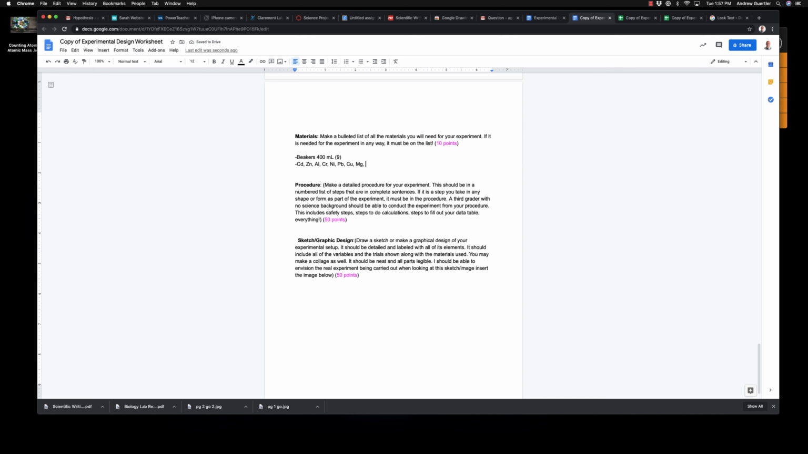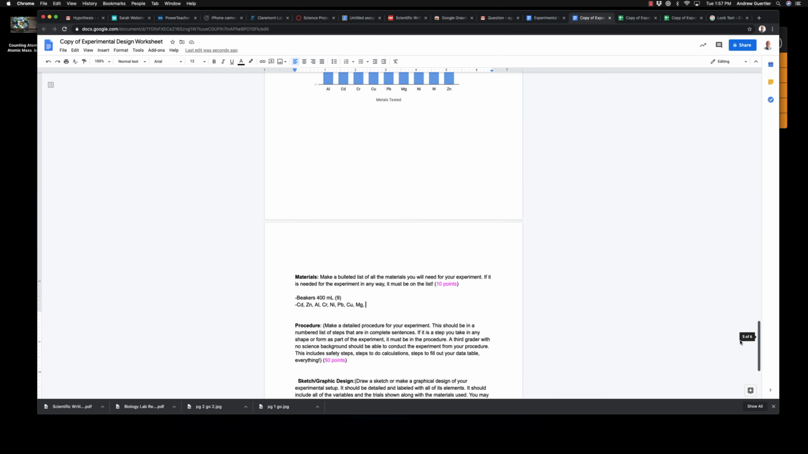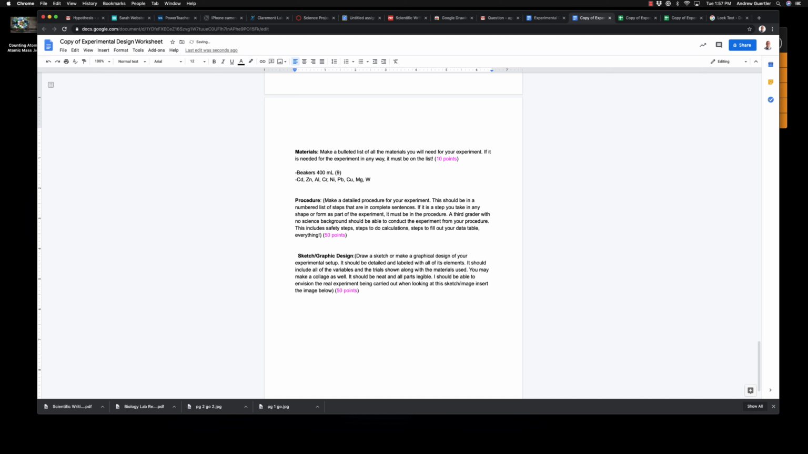And, oh, come on, Mr. G. Tungsten. We're going to need 3 each, or no, 5 each, since we're doing 5 trials. They need to be 10 centimeters by 1 centimeter by 1 millimeter.